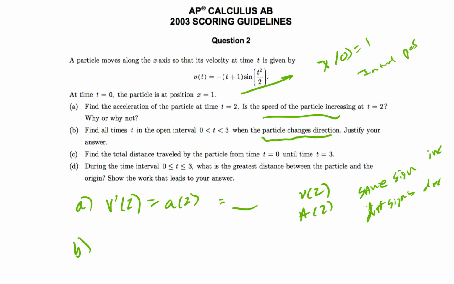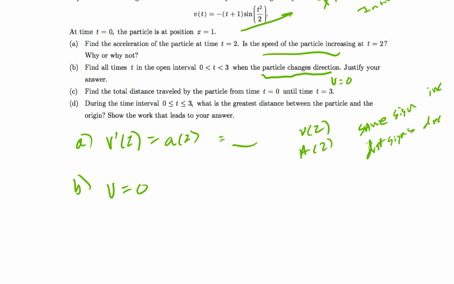B. Find the times on the open interval when the particle changes direction. So when something changes direction, it means the velocity equals 0. Stop for a second. So all we're going to do is set the velocity equals 0. That looks super hard right there, right? I can't do that by hand. Well, maybe I can. What we do is use our calculator, we graph it. So you graph it, and anywhere it crosses, it changes direction.